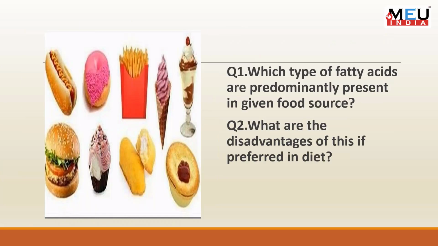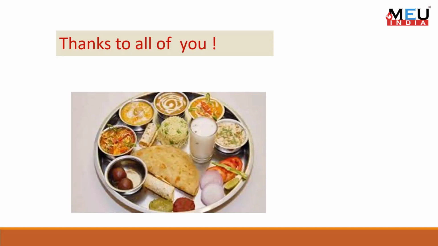We can show them the picture of what they are fond of nowadays, and ask which type of fatty acids are predominantly present in the given food source, and what are the disadvantages of this if preferred in the diet. So these are a few examples of spots which can be added. Now, thanks to all of you. Any questions related to this, you can ask me.